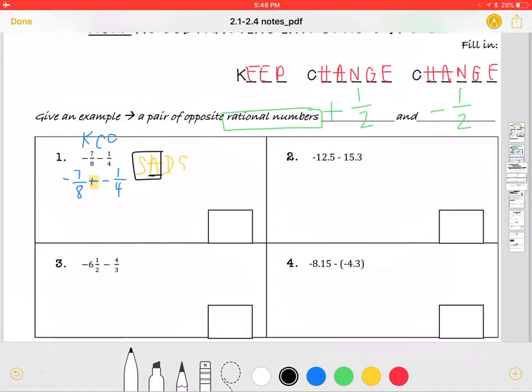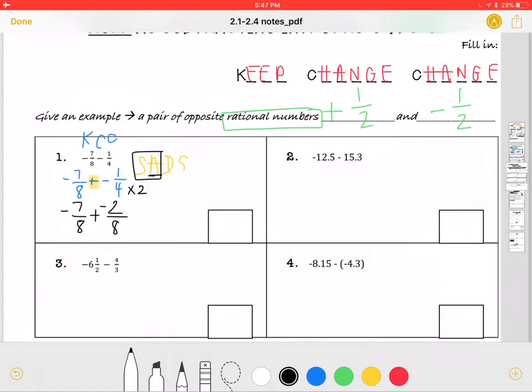Now, in order to add these fractions together, what do they have to have? Hopefully in your head you're thinking common denominators. So right now we have an 8 and a 4. I know I can change that 4 easily to an 8. So I'll keep this as negative 7/8. Now I want to change this 4 to an 8. What do I do to 4 to get to 8? Multiply it by 2. So now do the same thing to your numerator. What is 1 times 2? 2. Remember, this stays negative.